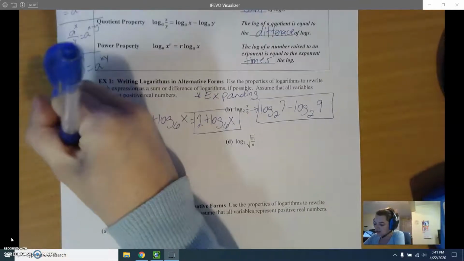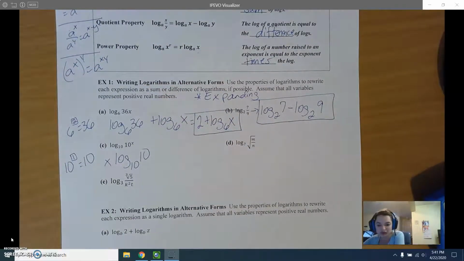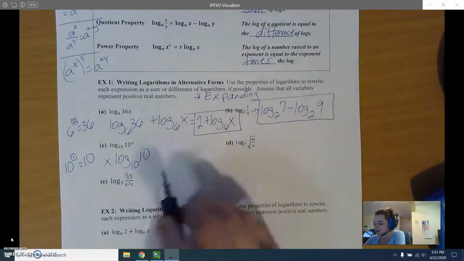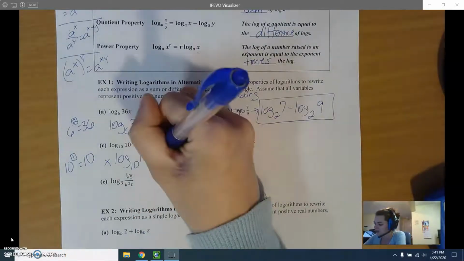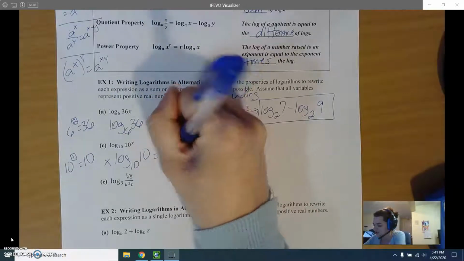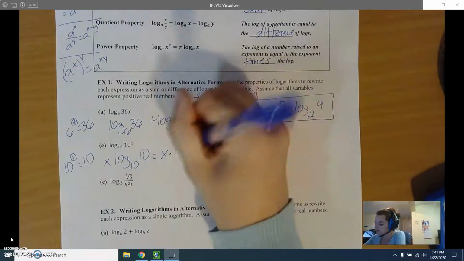And you know what? I can do the log base 10 of 10. So you're thinking 10 to what power gives you 10? Well, 10 to the first power gives me 10, right? So that means that the log base 10 of 10 is just 1. So then I just have x times 1, which would be x. Okay?